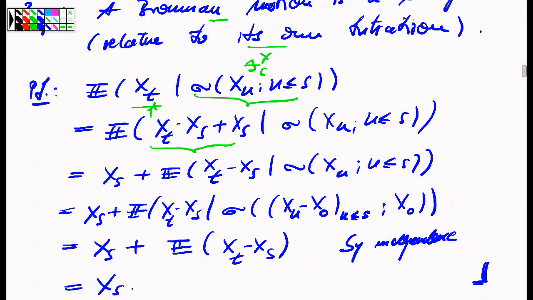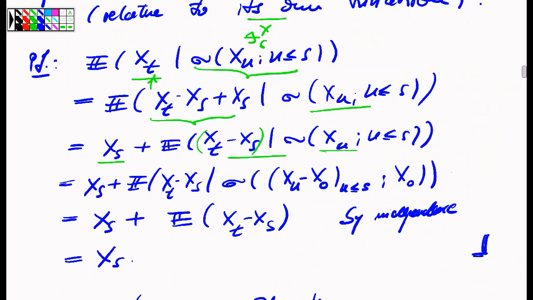Now that's the conditional expectation of a sum of two things. So it's the sum of the conditional expectations, but the X_s random variable is obviously measurable with respect to that sigma field, so it is not affected by the conditional expectation. And the second summand remains. It's the increment which we want to compute the conditional expectation of given the past.